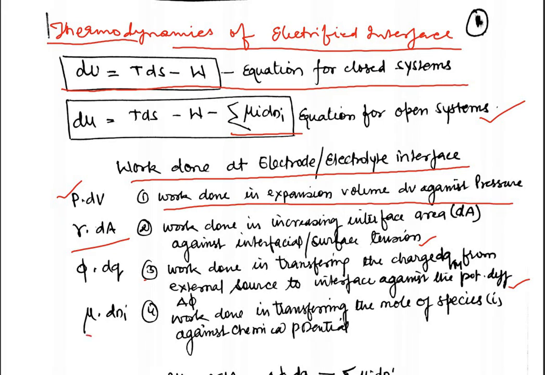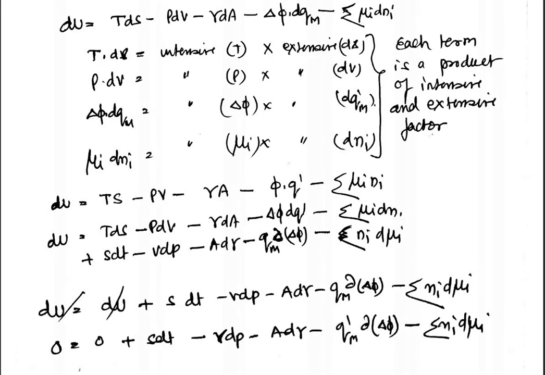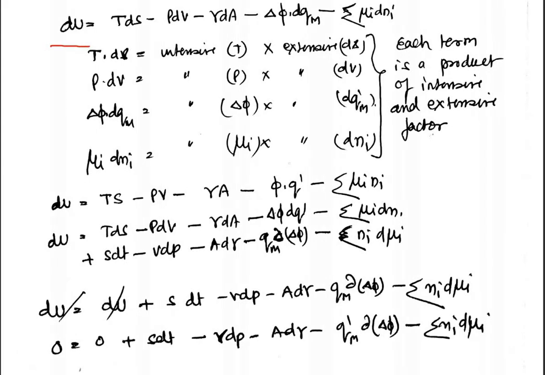And this is mu dn i. This is work done in transferring moles of species i against chemical potential. So the equation becomes this one, that is dU, which is internal energy, equals TdS minus PdV minus gamma dA minus del phi dq m minus summation mu i dn i.